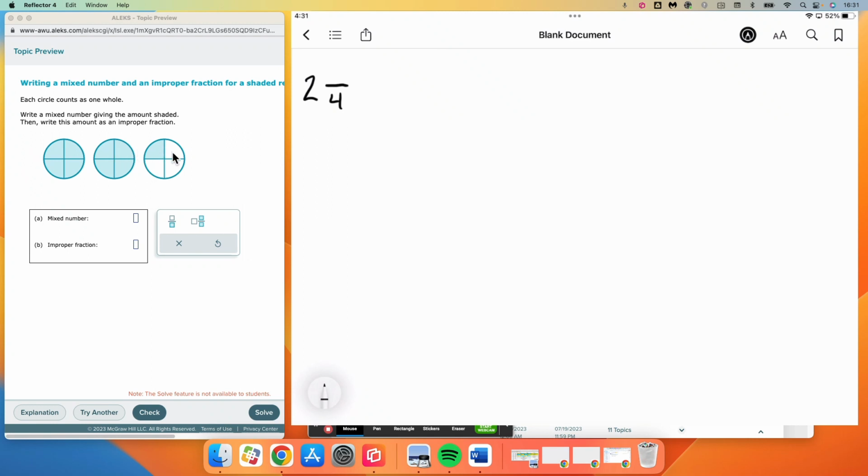And then I've got 1 extra piece out of these 4 here that's going to be my fractional piece. And so I have 1, 2 whole circles and 1 out of 4 here filled in. Now, a way to create the improper fraction for this would be to simply count and say 1, 2, 3, 4, 5, 6, 7, 8, 9 pieces, and it takes 4 pieces to make one whole. So that's one way to write the improper fraction given the picture.